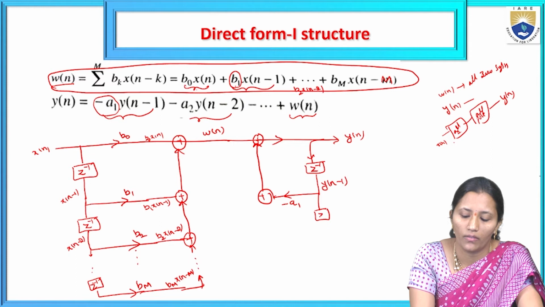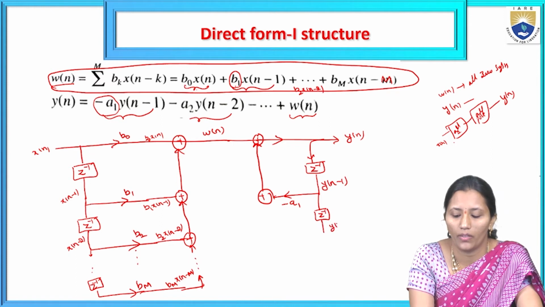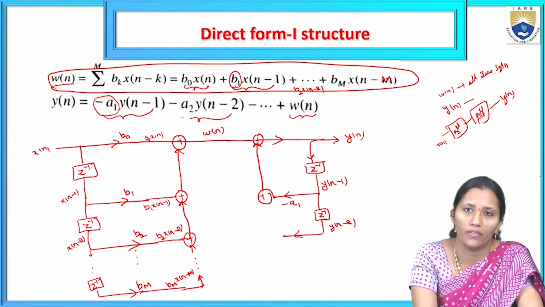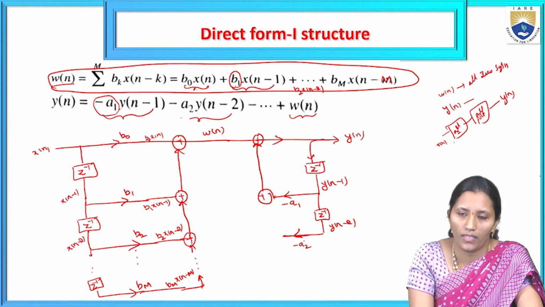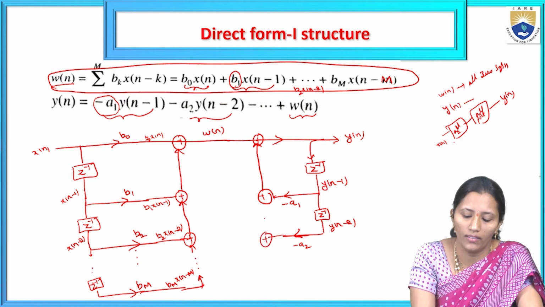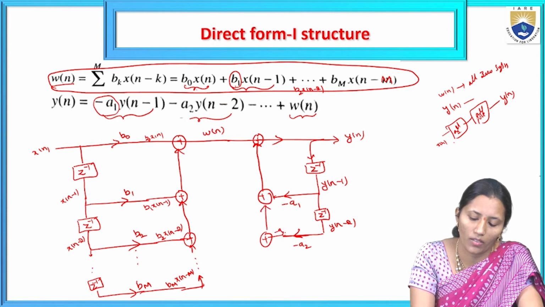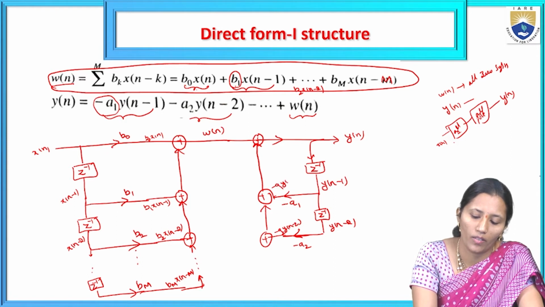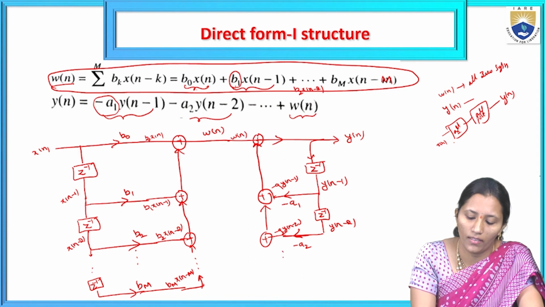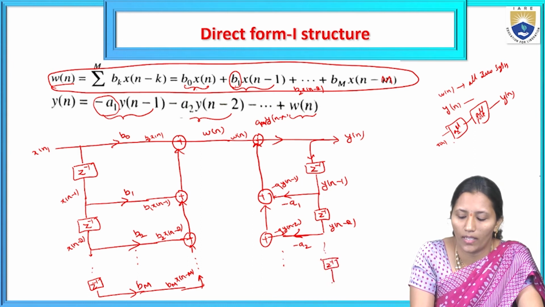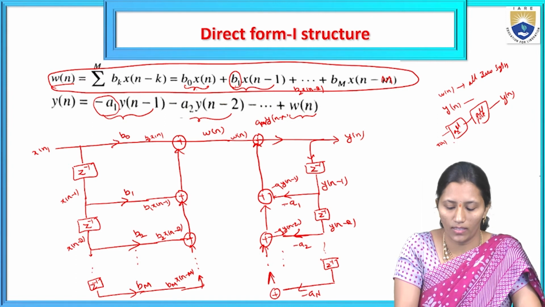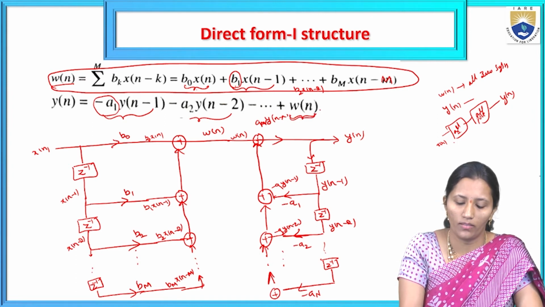And the second term is minus a2 y of n minus 2. For that, give y of n minus 1 to the one delay element, and we are going to get y of n minus 2. The coefficient for y of n minus 2 is minus a2. We are using a scalar multiplier, and by arrow mark we represent that coefficient minus a2, and it is given to the adder. So the term we get is minus a2 y of n minus 2, here minus a1 y of n minus 1, and here we have w of n. Like that, the last term is minus an y of n minus n. Here the last z power minus 1 has coefficient minus an. This term will be added here. So these past outputs are added with w of n, and we are going to get y of n.